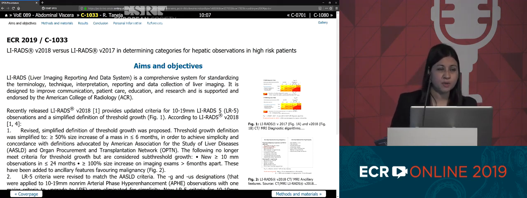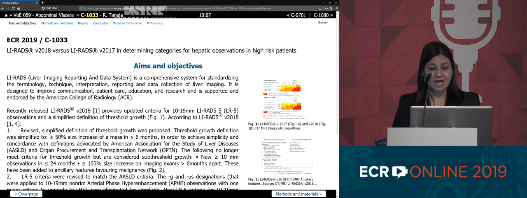In July 2018, the college released version 2018, which followed soon after 2017. The reason they did that was because they wanted to simplify some definitions and also to aid in the integration of LI-RADS with the American Association for the Study of Liver Diseases 2018 guidelines, which followed soon after the new version 2018 was released.